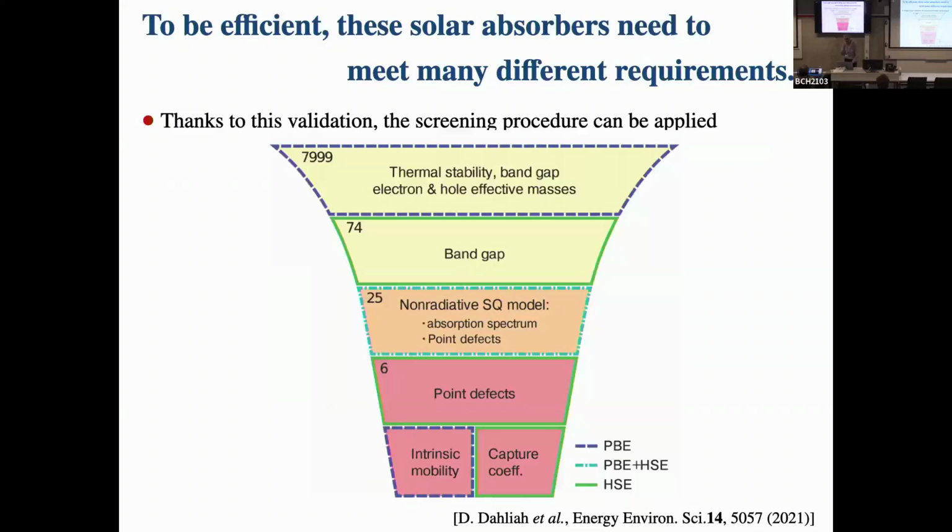So the typical funnel that you would have to do these kinds of things, as you can see, is to consider, let's say, 8,000 materials. These were all based on copper. We compute a number of properties: the thermal stability, the band gap, the effective masses. Based on that, we reduce the number of materials that meet the requirements.